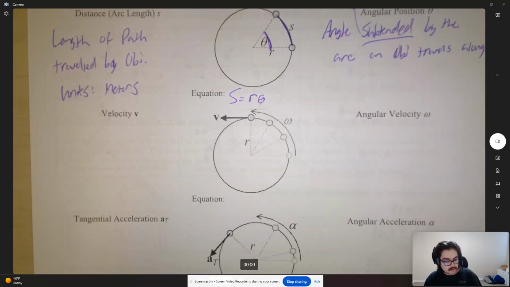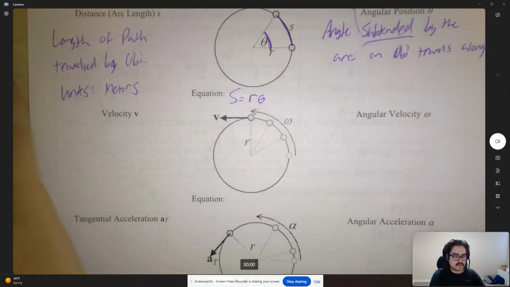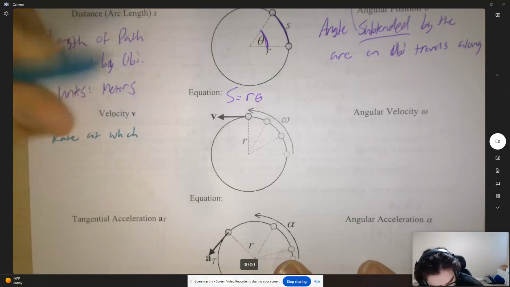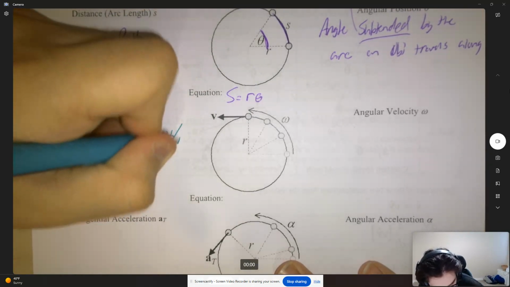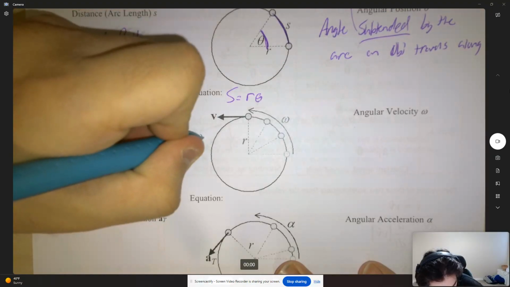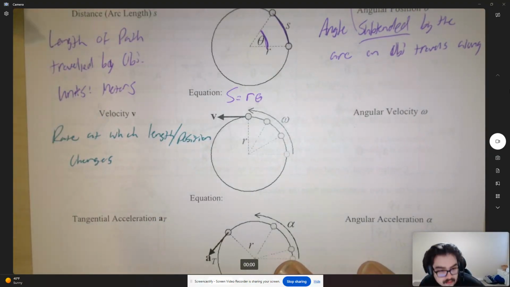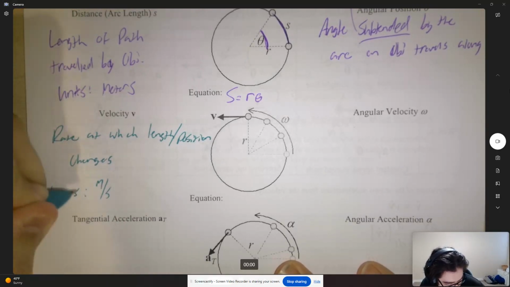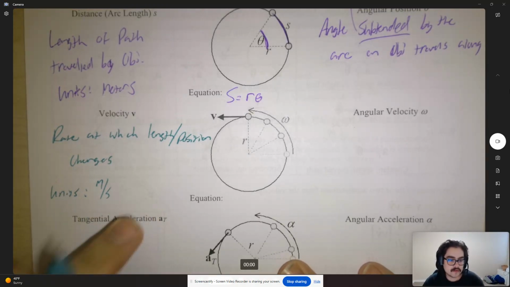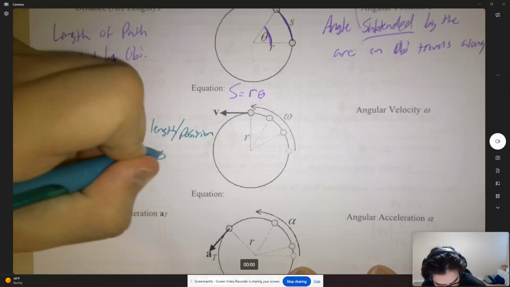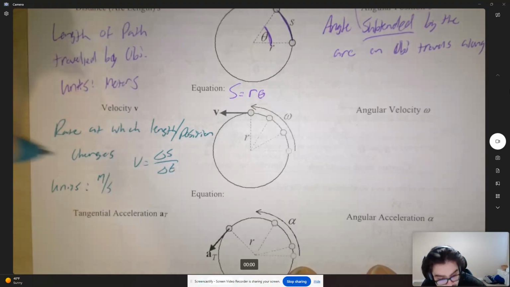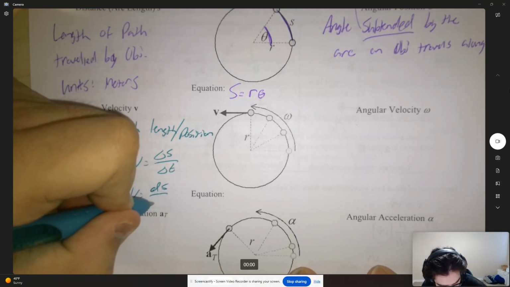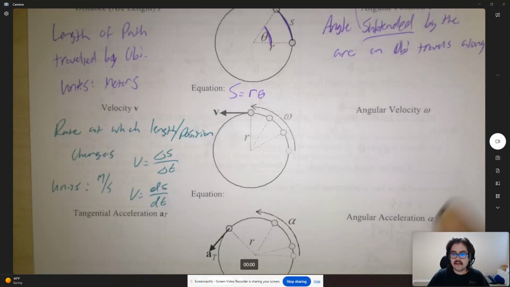Now we're talking about velocity. This is the rate at which length or position, if that's more helpful for you, changes. The units for that are meters per second. What's also important to note is that velocity is the change in position over the change in time. In Physics C, we can call that the derivative of position, or the derivative of length in this case, with respect to time, of course.